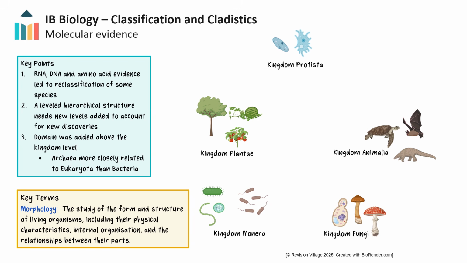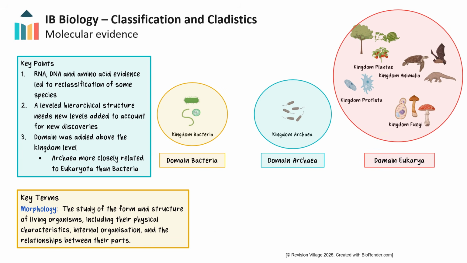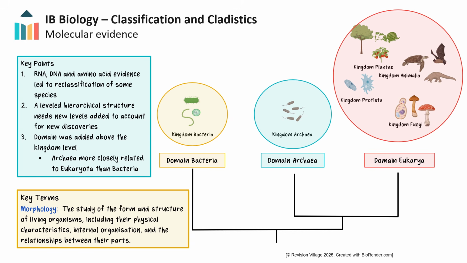For instance, in previous classifications, we had 5 kingdoms, and the Monera kingdom included all prokaryotes. However, once new technologies became available and genetic analysis of microorganisms was possible, it was discovered that some prokaryotes share a more recent common ancestor with eukaryotes than they do with bacteria. A new level of domain was added above the kingdom level to account for this new discovery, and we now have the domains of eukaryota, archaea, and bacteria. If we were to look at the domain taxa and organize it into a cladogram, we would see that the archaea are more related to eukaryota than they are to bacteria.